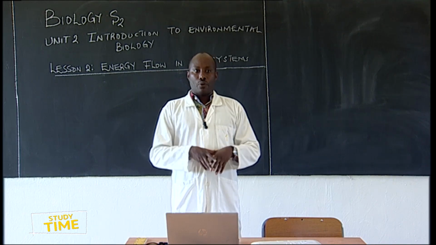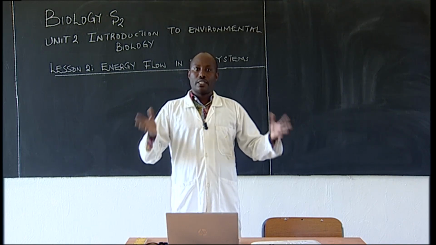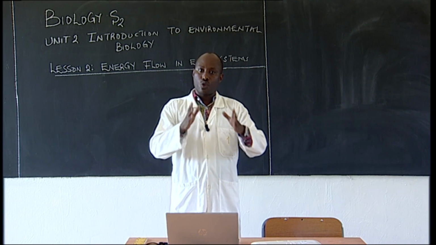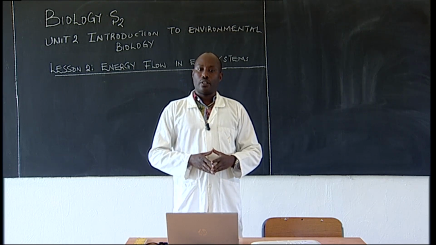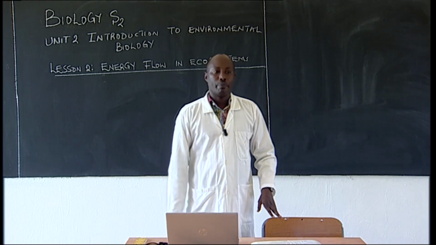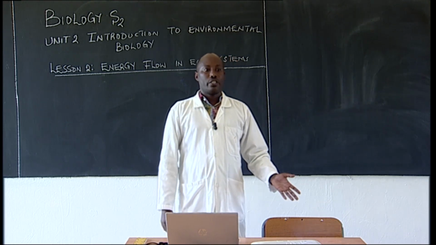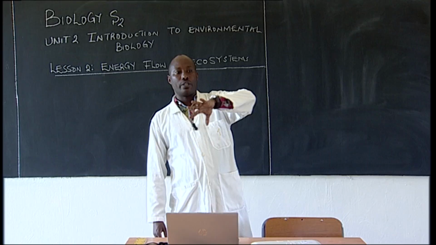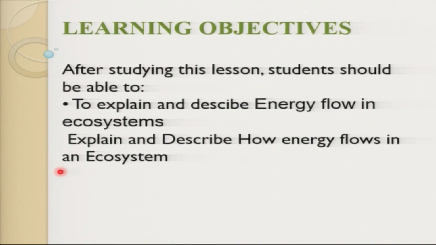If you still remember what we discussed in the previous lesson, thank you so much for keeping the information. So let's start the lesson. The lesson has two main learning objectives. One is to explain and describe the energy flow in an ecosystem. You still remember the ecosystem? A unit which is composed of both biotic and abiotic factors. We're also going to explain and describe how energy flows in an ecosystem, all right? So let's start the lesson.